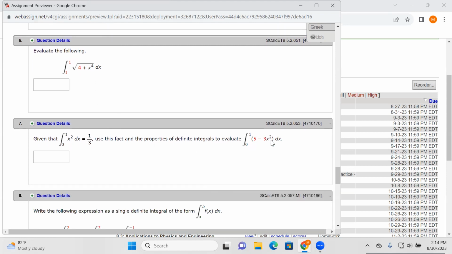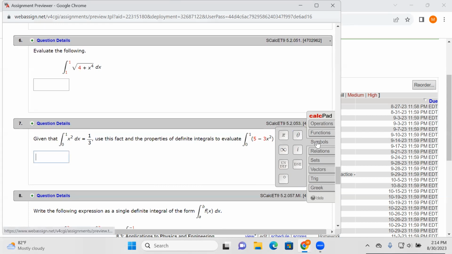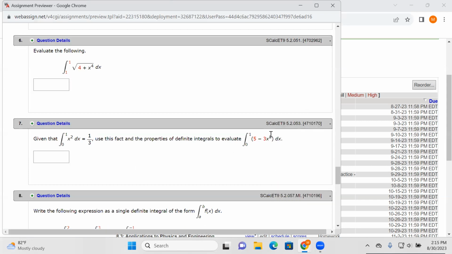Here we can actually use our summation rules to work this out, noticing that the area under the function 5 can be computed directly because that would be a rectangle. So when you break this all down, do we get a summa symbol? I don't even know if we have a summa symbol, but whether we do or not, this would break down to the integral from 0 to 1 of 5 dx minus 3 times the integral from 0 to 1 of x squared dx.